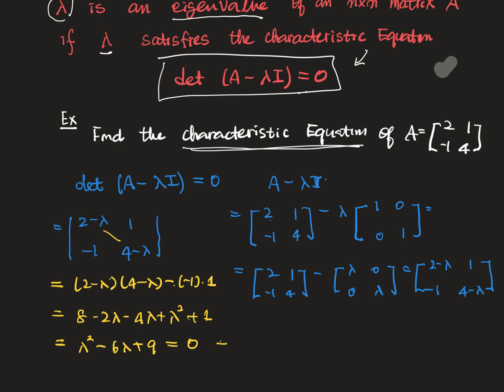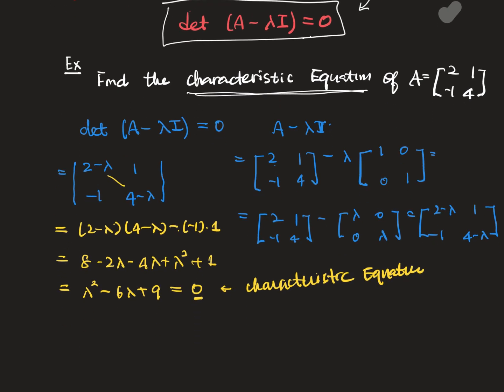That's what we call the characteristic equation. Guys, remember the definition of the equation: it is set equal to 0. So you have to remember this: lambda squared minus 6 lambda plus 9 is the determinant of A minus lambda I. This one is the characteristic polynomial.